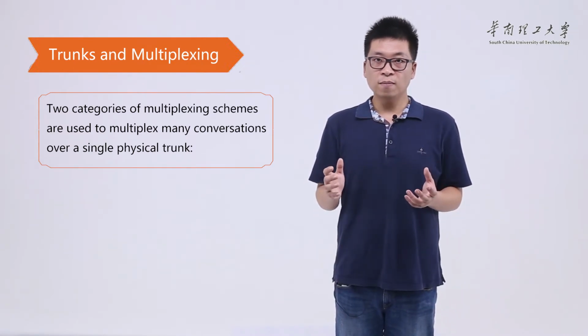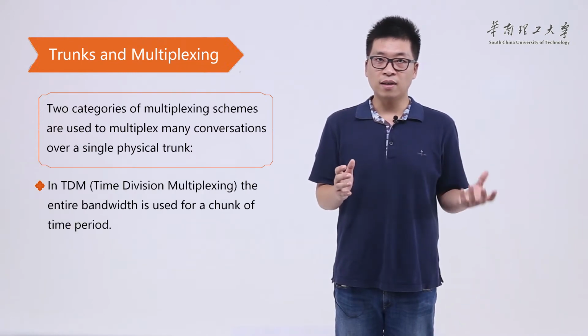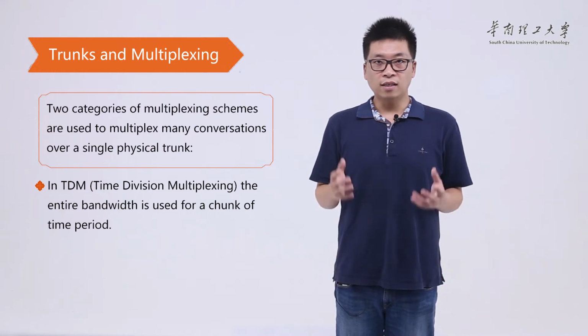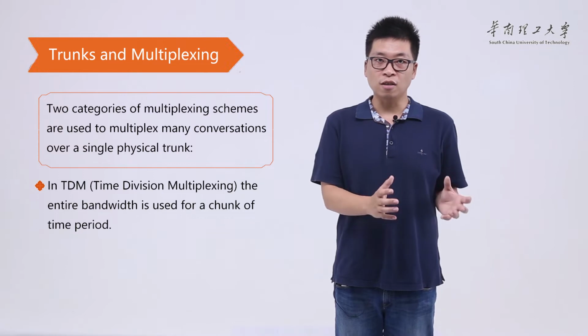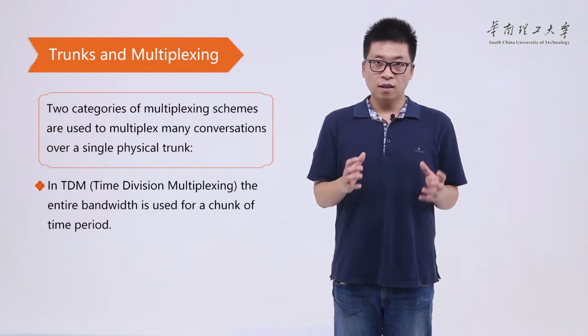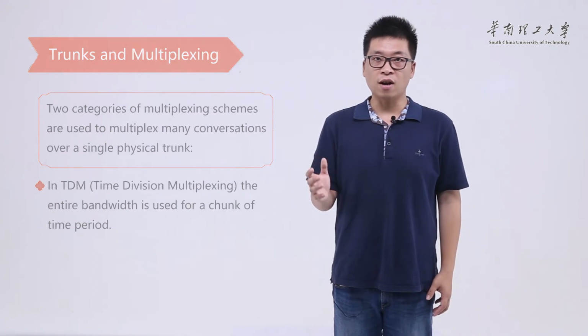The second scheme is called TDM, time division multiplexing. In TDM, the entire bandwidth is used for a chunk of time period. Each conversation takes a turn to use the corresponding time trunk.